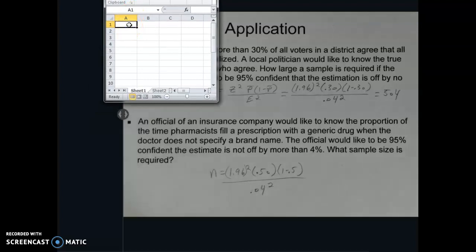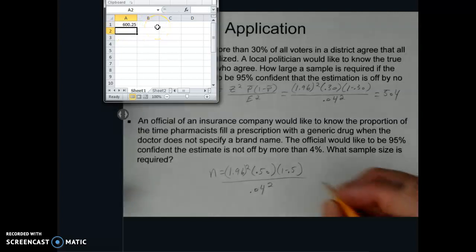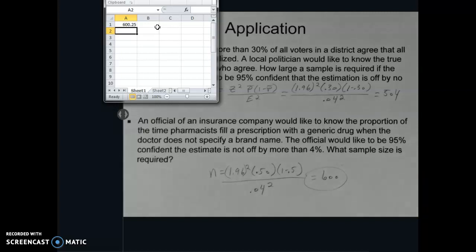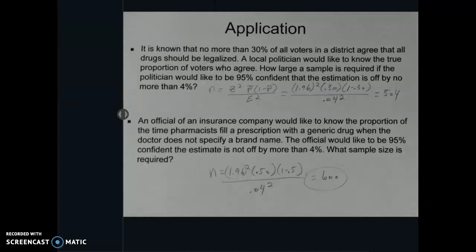Now, going into Excel as our calculator, we can do our computation. So what we're going to do here, we're going to put equals 1.96, and then we're going to square that. I'm going to multiply that by 0.5, and multiply that by 0.5, and then divide the whole thing by 0.04 squared. Now, if we do that correctly, we get 600. So n equals 600. We would need to select about 600 people for this study.